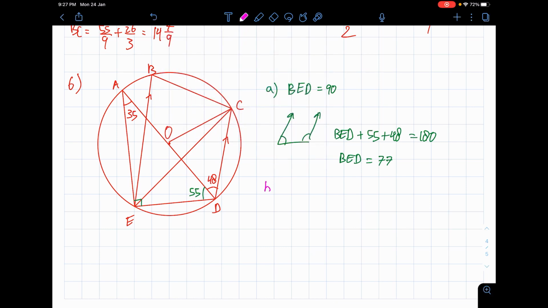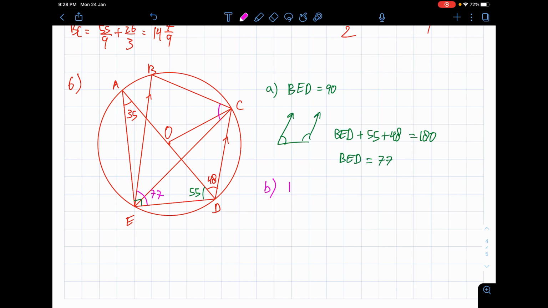Next, part B, I want to find the angle of BCE. BCE, I want this angle here. Okay, let's see, how do I get there? By the way, this one is 77, right? Found this one already. So, I think I'll need to find it piece by piece.